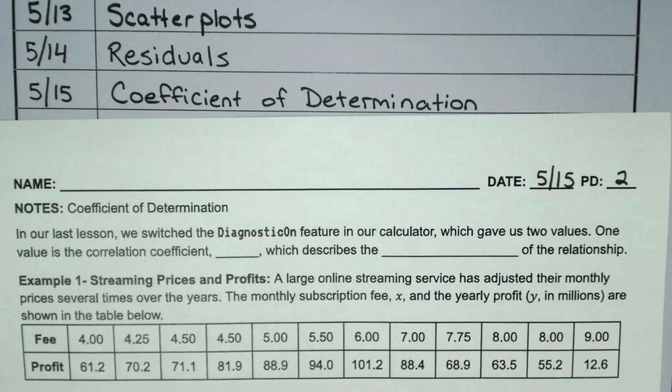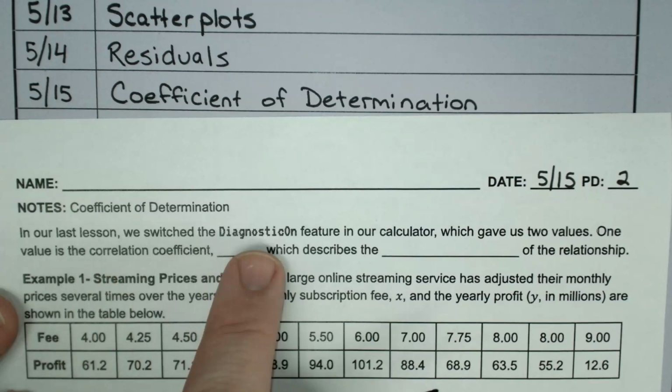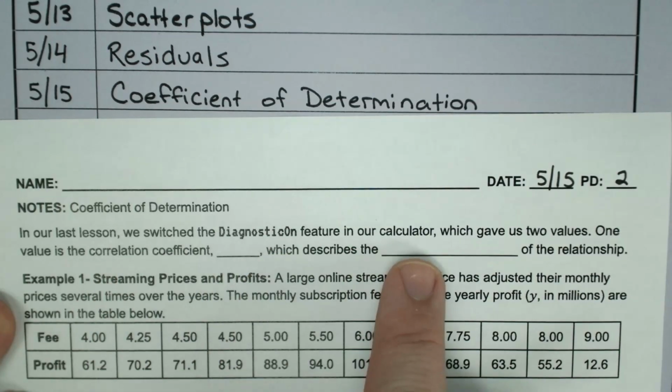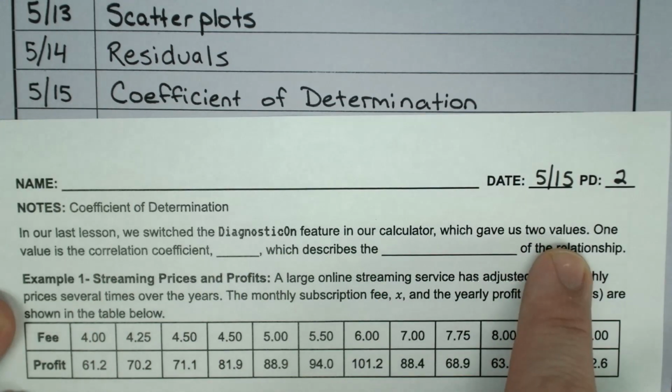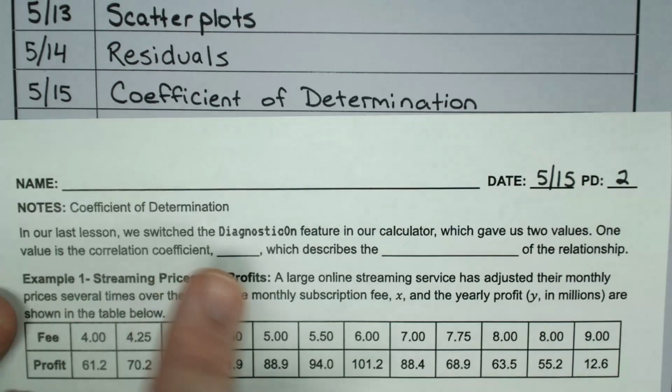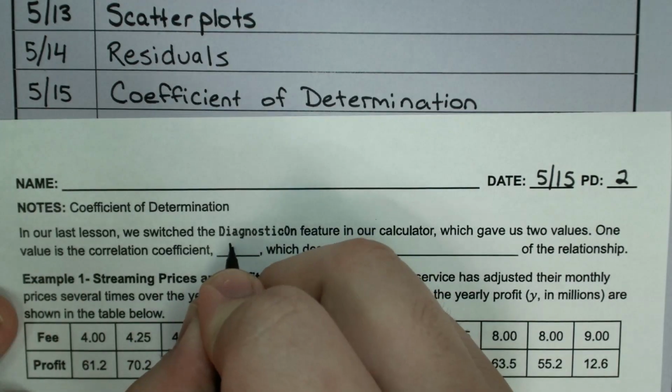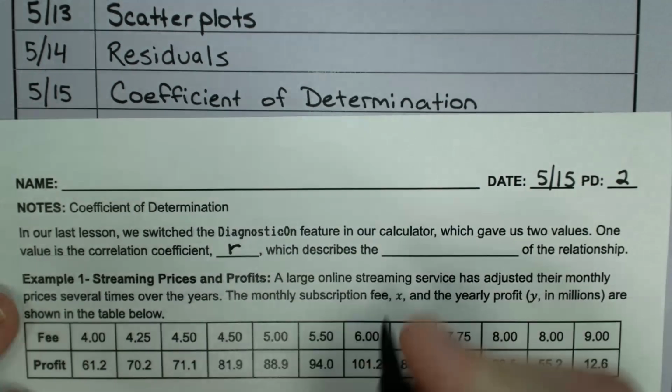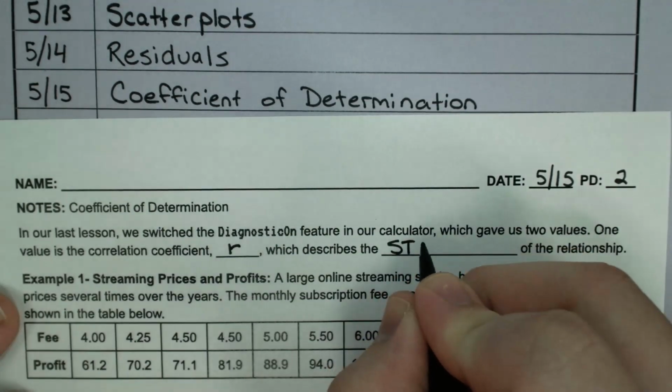So, in our last lesson, we switched on that diagnostic on feature in our calculator, which gave us 2 extra values whenever we did a regression. One value is called the correlation coefficient R, just a lowercase r, which describes the strength of a relationship.